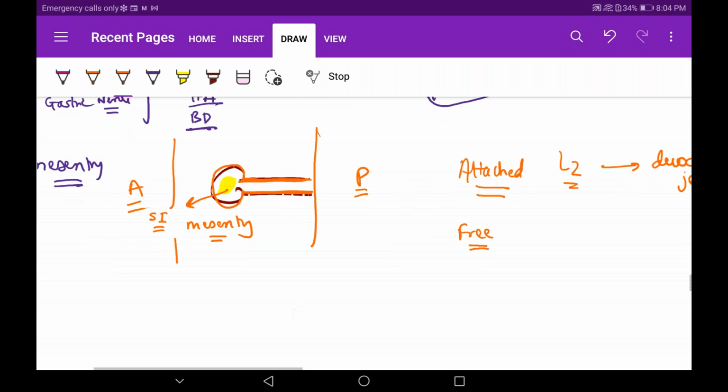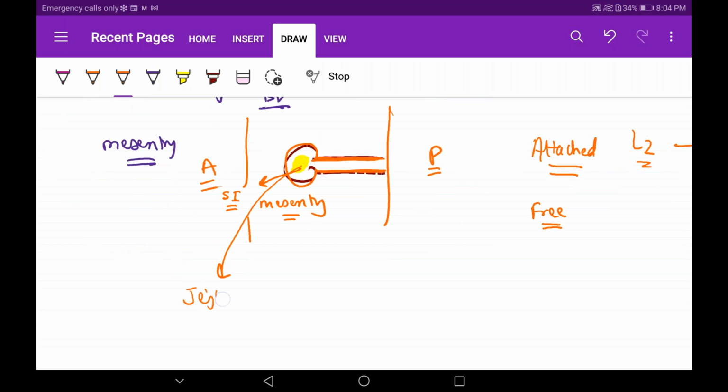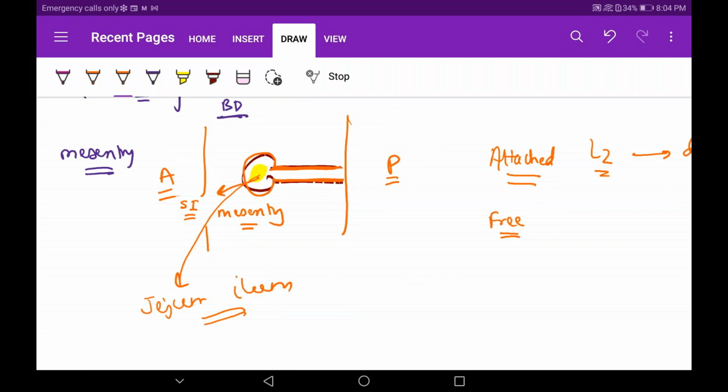Okay, what is in the small intestine? Tell me. You know, right? Jejunum and ileum. A part of the duodenum also, but jejunum and ileum belong to this. So anything of peritoneum which is engulfing the jejunum and ileum, we are calling it mesentery.